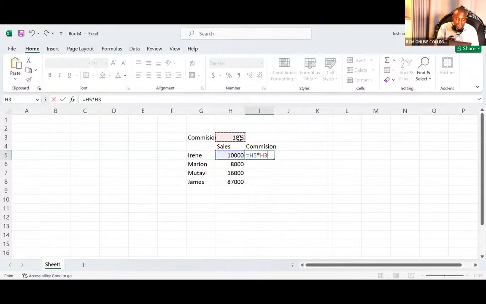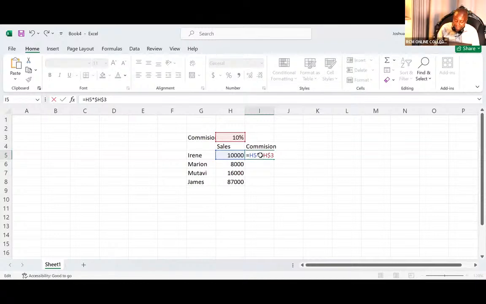How do I do this? I have to put dollars. Dollars are the ones normally used to lock. There are two ways you can put these dollars. On top of 4, we have 1, 2, 3, 4. On top of 3, I can see hashtag; on top of 4, I can see dollar. So I can move back a little before 3 and put the dollar there. I can come here before H and put the dollar there. So long as I put the dollar, dollars are what we use to make a permanent reference like that.